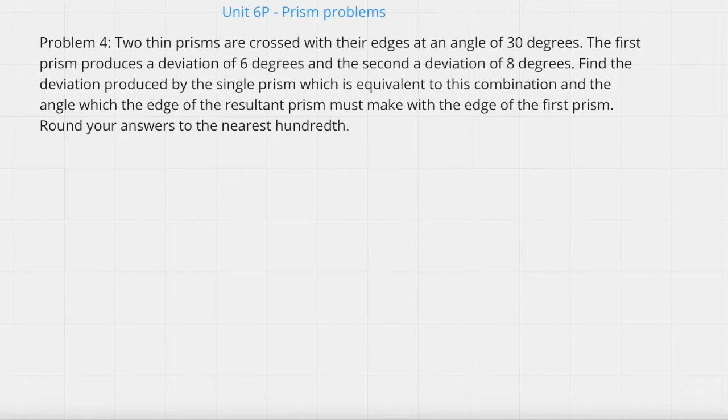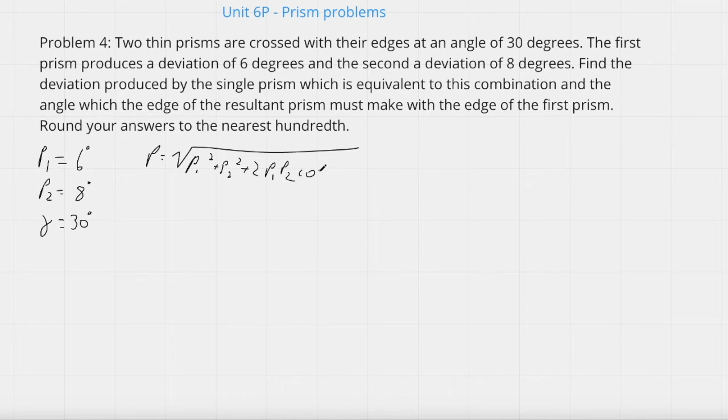Problem 4, two thin prisms are crossed with their edges at an angle of 30 degrees. The first prism produces a deviation of 6 degrees, the second a deviation of 8 degrees. Find the deviation produced by the single prism, which is equivalent to the combination, and also the angle. So we'll solve this just plugging into the formula. If you'd like to try solving it with vectors, feel free to do that on your own. So P1 is 6 degrees, P2 is 8 degrees, gamma is 30.